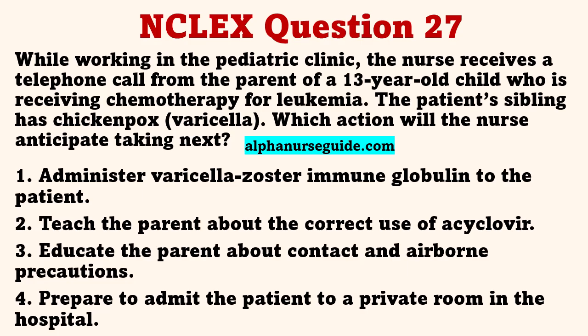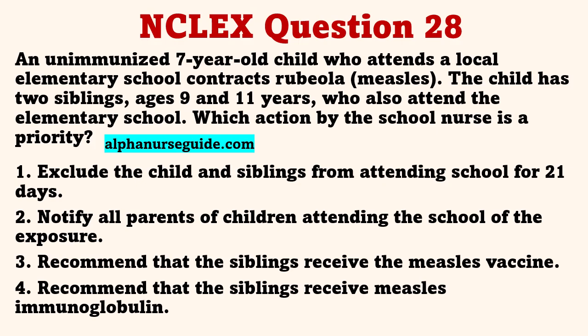hospitalized with varicella. An unimmunized 7-year-old child who attends a local elementary school contracts rubeola. The child has 2 siblings, ages 9 and 11 years, who also attend the elementary school. Which action by the school nurse is a priority?